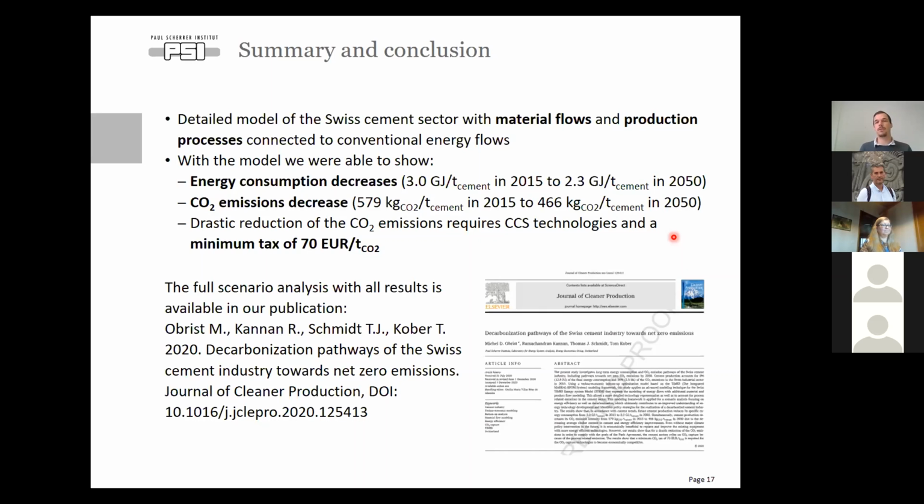This is just a very small excerpt of our results. If you want to see all the scenario analyses and all the results, then I refer to our publication. It will be available soon. It's at the moment in the typesetting process, and it will be published in the Journal of Cleaner Production.